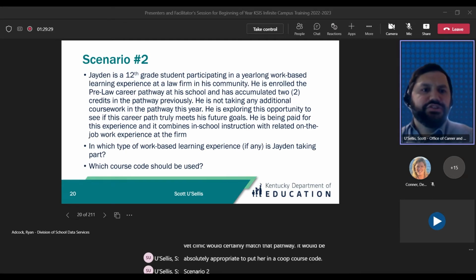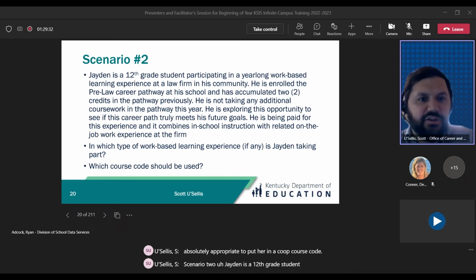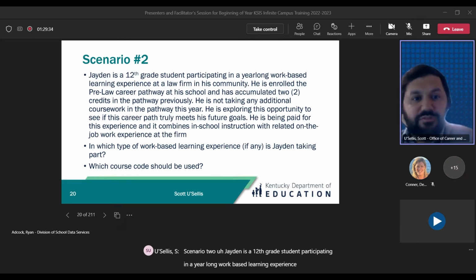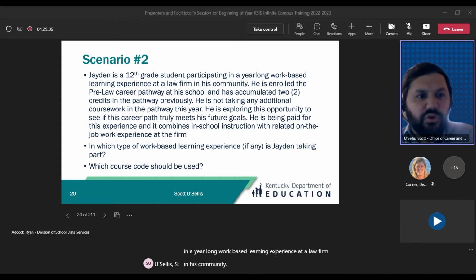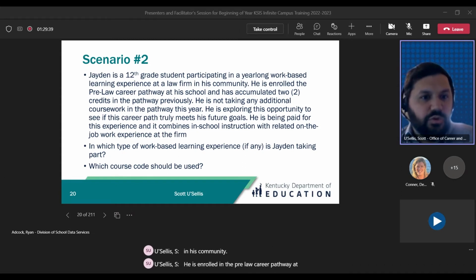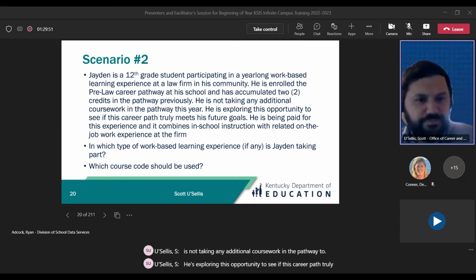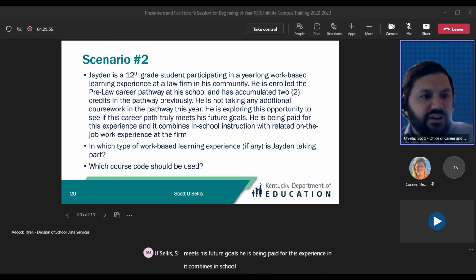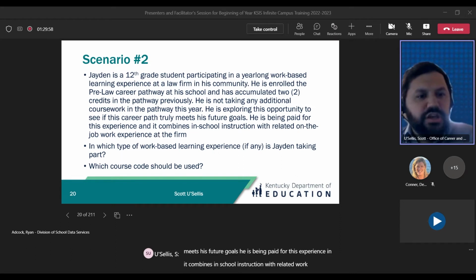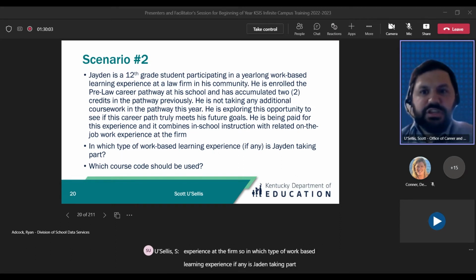Scenario 2. Jaden is a 12th grade student participating in a year-long work-based learning experience at a law firm in his community. He is enrolled in the pre-law career pathway at his school and has accumulated 2 credits in the pathway previously. He is not taking any additional coursework in the pathway. He's exploring this opportunity to see if this career path truly meets his future goals. He is being paid for this experience, and it combines in-school instruction with related on-work experience at the firm. So in which type of work-based learning experience, if any, is Jaden taking part? In which course code should be used?